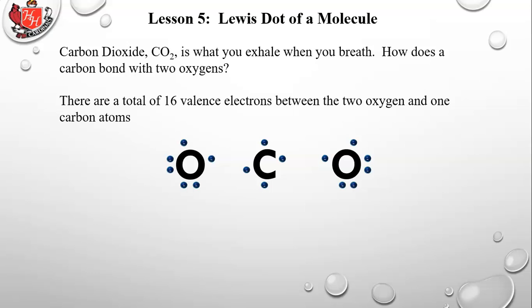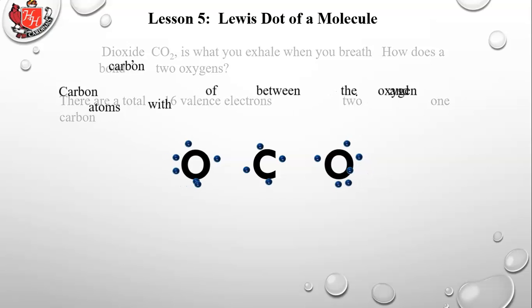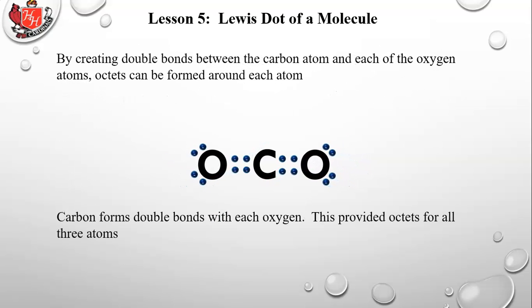So how do you do it? Think back to the last example, what happened with the oxygen. You can pause if you want to think about it, but this is what will happen. By creating double bonds between the carbon atom and each of the oxygen atoms, octets can be formed around each atom. Notice you have the same number of electrons you started with.